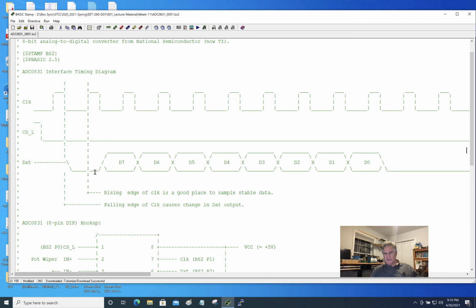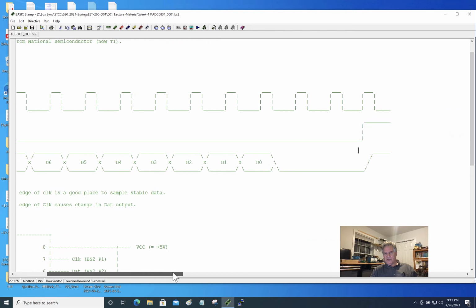So the first data bit is ignored. Then we have our most significant bit, D7, D6, and then it gets less significant as you go D5, D4, D3, D2, D1, D0, and the timing diagram goes on like that. And I grabbed this from the data sheet, but this is actually not how Parallax chooses to do it.